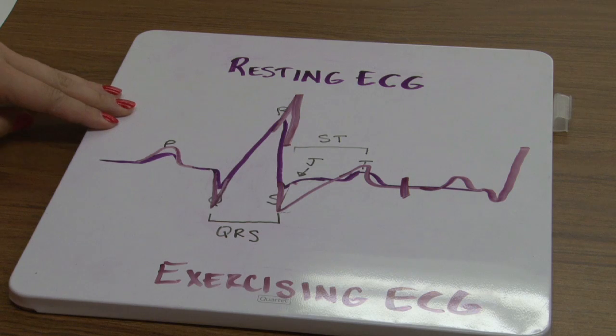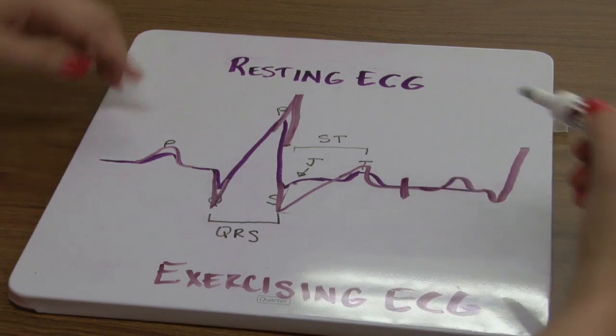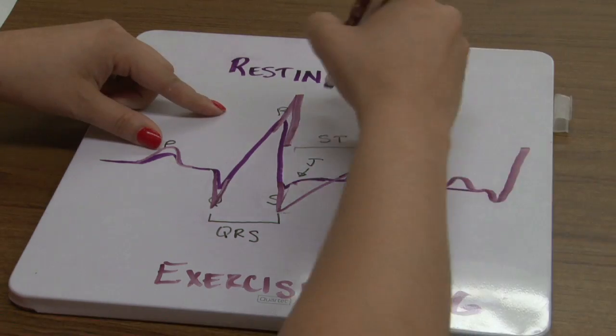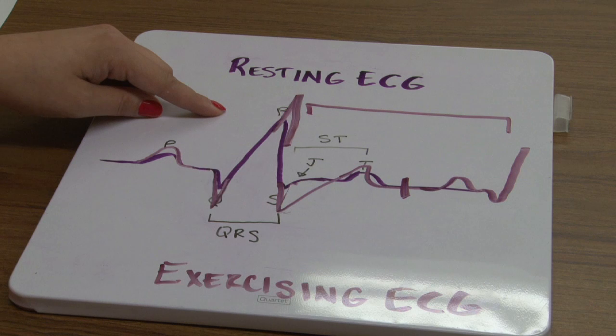So what does this mean overall? This means that if we cut out some time right here, from one R wave to the next R wave, time is going to decrease. And how do we see that? We see that as an increase in heart rate, or the beats per minute.